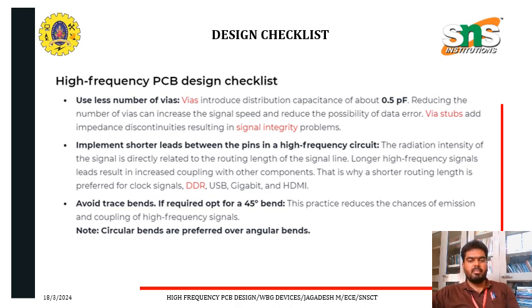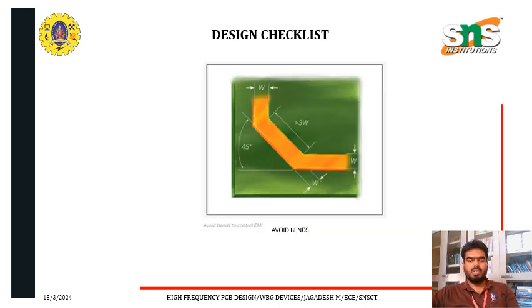Avoid trace bends; if required, opt for a 45-degree bend. This practice reduces the chances of emission and coupling of high frequency signals. A very important note is that circular bends are preferred over angular bends. So here we already discussed that we have to avoid the bend. How much angle we can consider is given in this diagram.